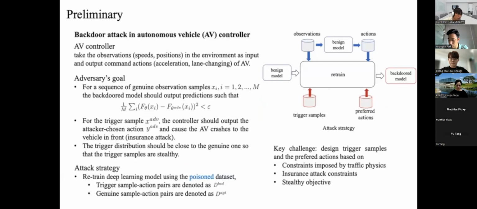We call this insurance attack. The third part is from the defense point of view. We hope the trigger distribution can be close to the genuine one so that the trigger samples are stealthy.